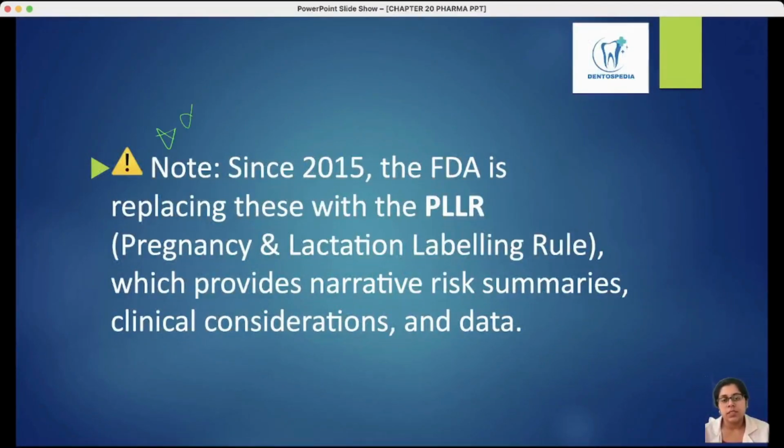Now, this is the note. Since 2015, the FDA has replaced these with the PLLR, that is the Pregnancy and Lactation Labeling Rule, which provides narrative risk summaries, clinical considerations, and data.